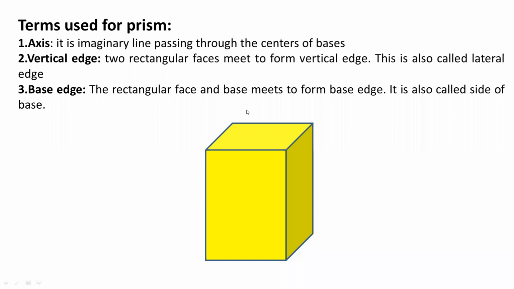So this is the rectangular prism or the square prism. So this part is called a face. Okay. Then two faces will meet and they will form the vertical edge. So this is the vertical edge. This is called a base edge. So this is a common line between the face and the base. And this is the imaginary line which is passing through the center of the bases. So this is the top base center and this is the bottom base center. So this imaginary line is called the axis. Okay. So these are some terms used to define a prism.